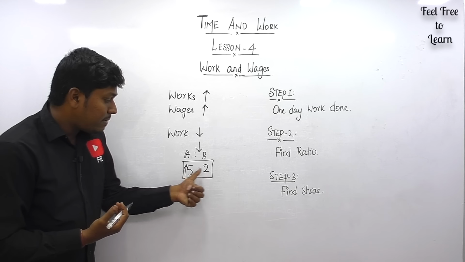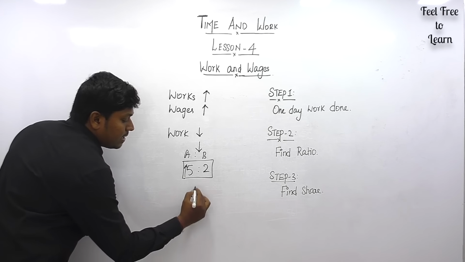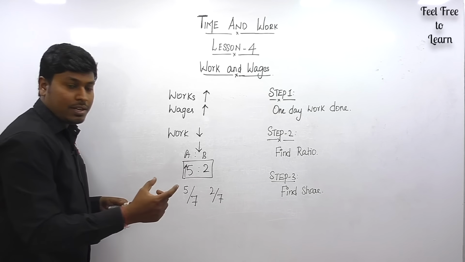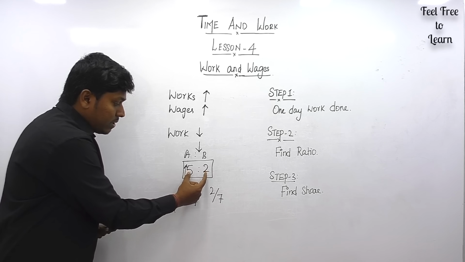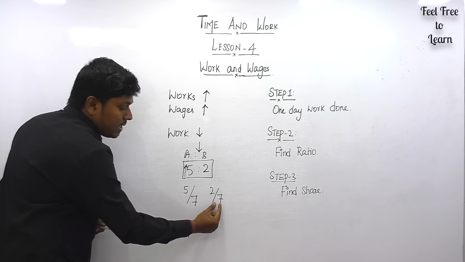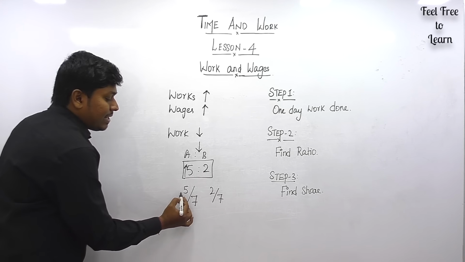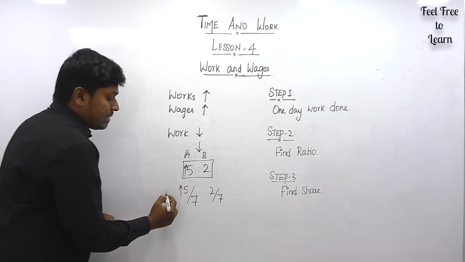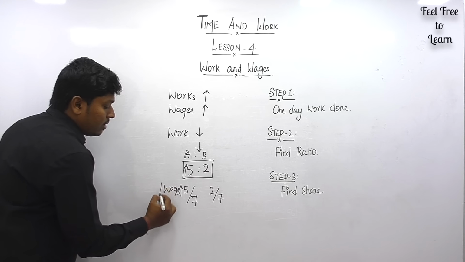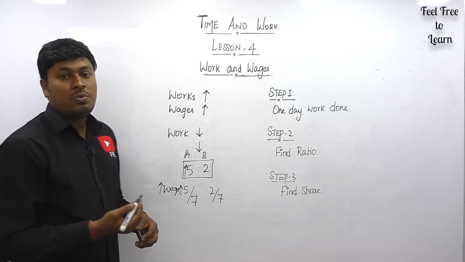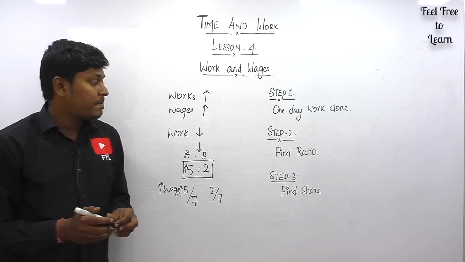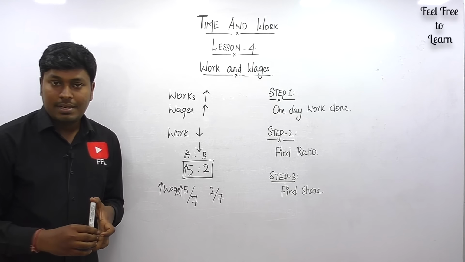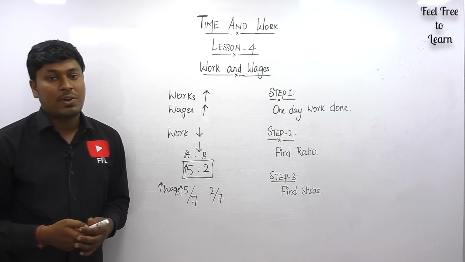Out of 7 parts, 5 plus 2, A worked 5 parts and B worked only 2 parts. Got the logic, friends? Total parts is 7. Here we can easily say A is working more parts when compared to B, so A's wage will be more when compared to B. The person who works more will get more wages, right? Let me move on to all the 8 different questions in this lesson. After watching it, share this video with your friends so that they can also learn this.